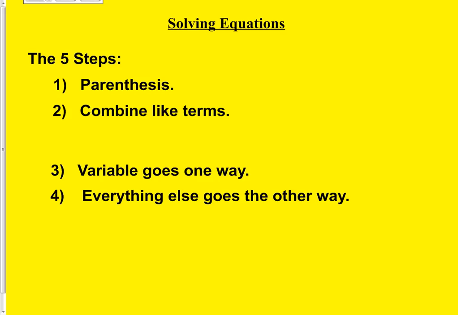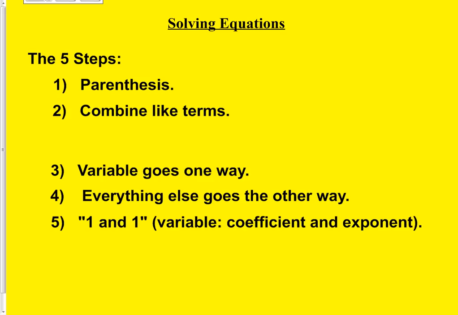So if in step 3 all your variables went left, that means everything that is not a variable is going right in step 4. And on step 5, this is what I call the 1 and 1, and that refers to your variable. The first one means you need to have a 1 for a coefficient for that variable. That's the number in front of the variable. And the second one is the exponent. That's the little floaty number that comes behind your variable. Okay, so that's your 5 steps. Parentheses, combine like terms, variable goes one direction, everything else goes the other direction, and get your 1 and 1.